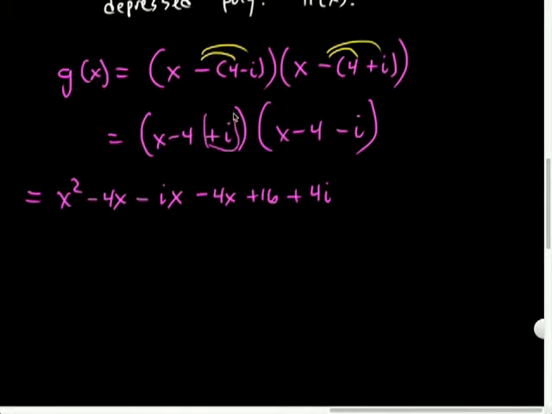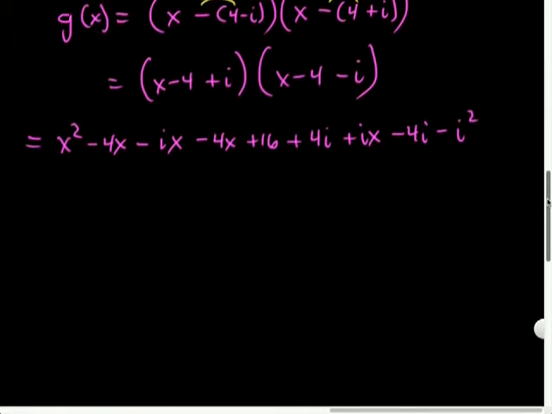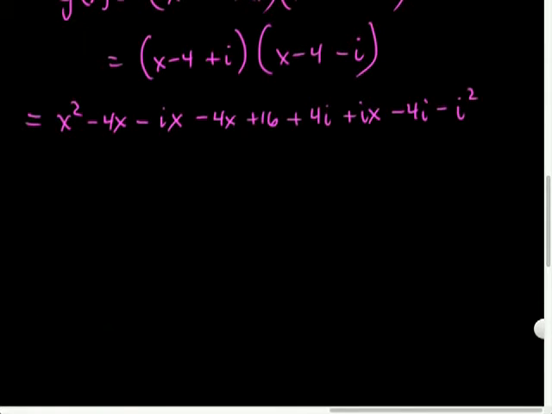And now I have to distribute the i to all 3 of those, right? So i times x is plus ix. i times negative 4 is minus 4i. And i times negative i is negative i squared. Now watch how cool this is.